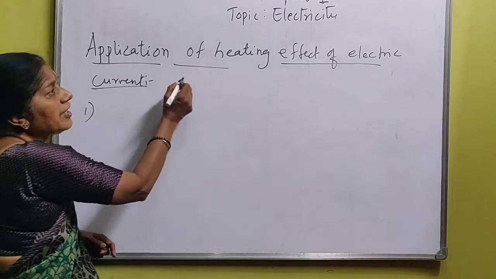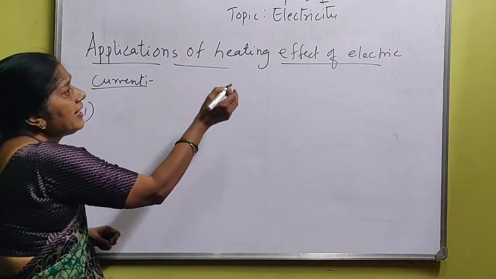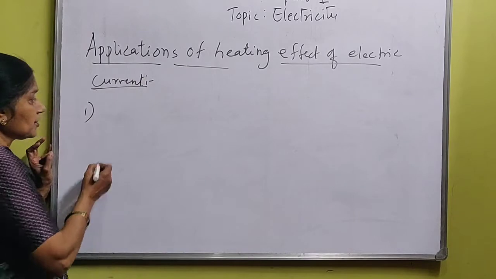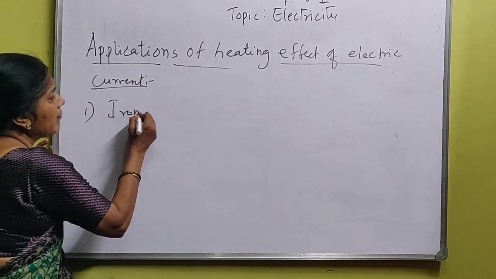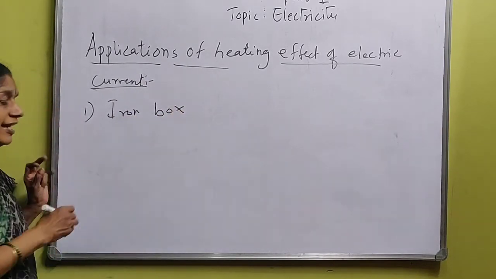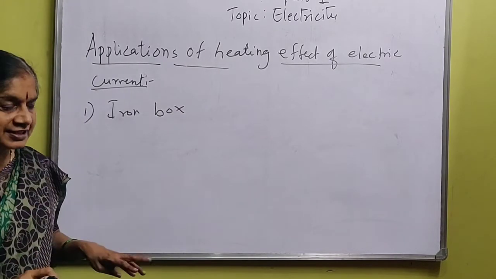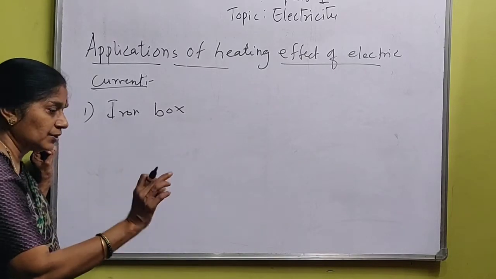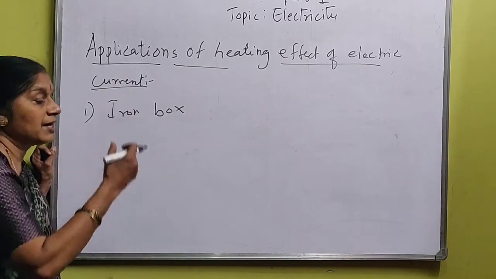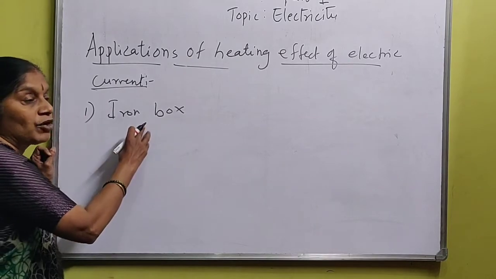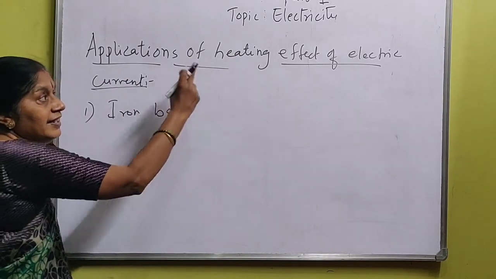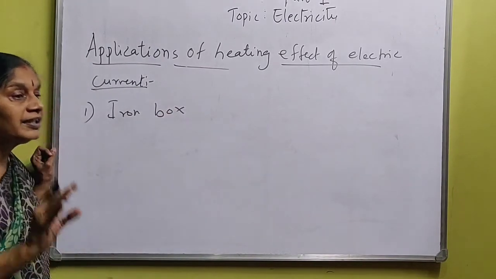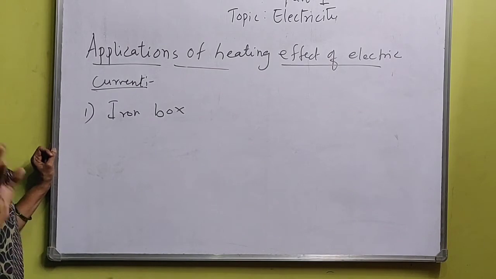Let us see now what are the applications of heating effect of electric current. In which devices is this principle used? First one is your iron box. You want to press your clothes. You will connect the iron box with the electric source. You switch on, the current will start passing through the iron box and the iron box gets heated. This is the heating effect of electric current. So you can press your clothes neatly and nicely.